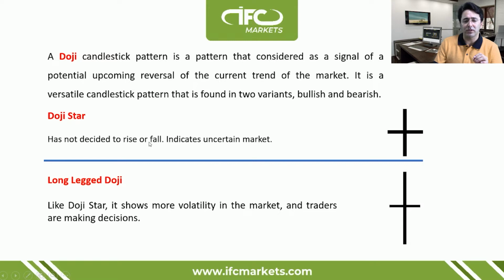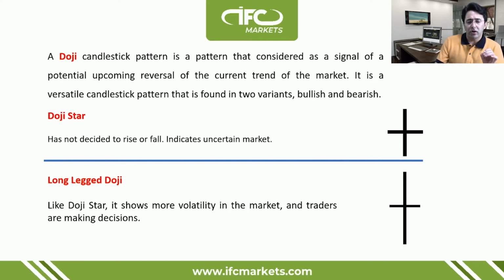The doji star means that the market has not decided yet whether to rise or fall. But if you have the same with longer legs, we call it the long-legged doji. Long-legged dojis are exactly the same as the doji star, but they mean that the market has more volatility. When the market has more volatility, it means that the traders are going to decide what to do. When it's a doji star, the market doesn't know what to do right now. There is no decision yet. The traders are still confused.